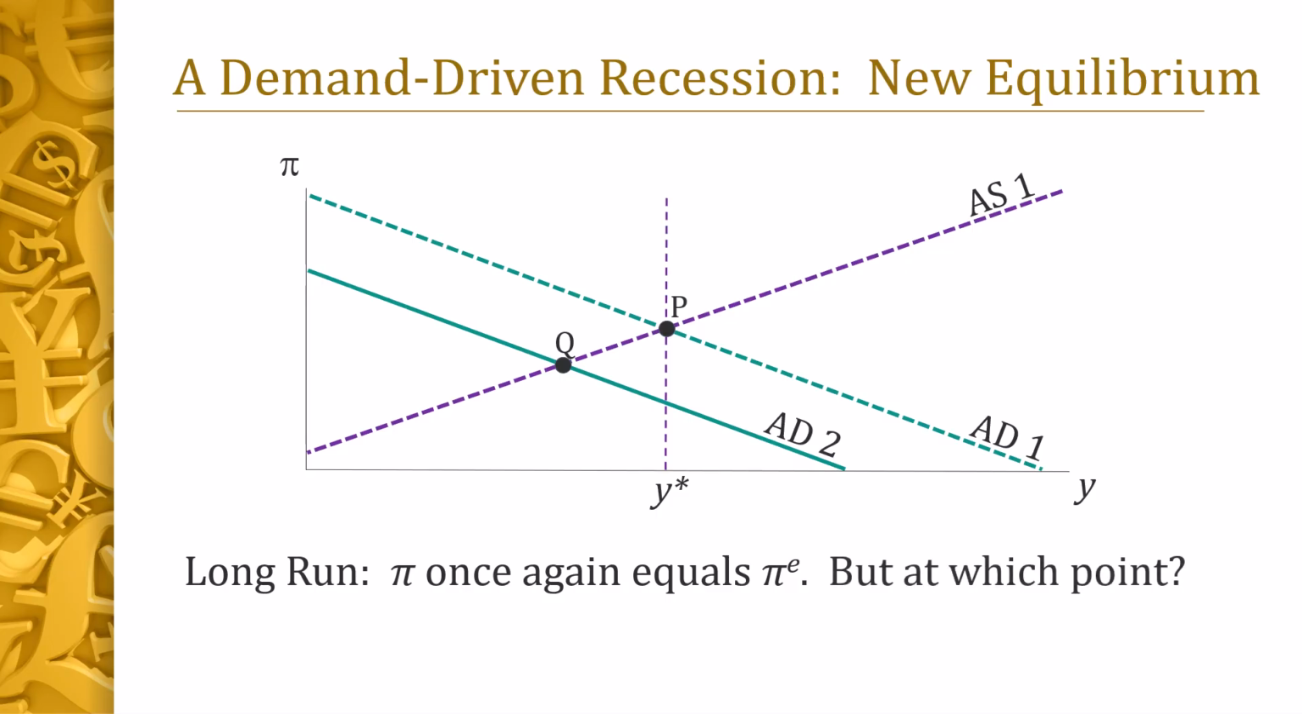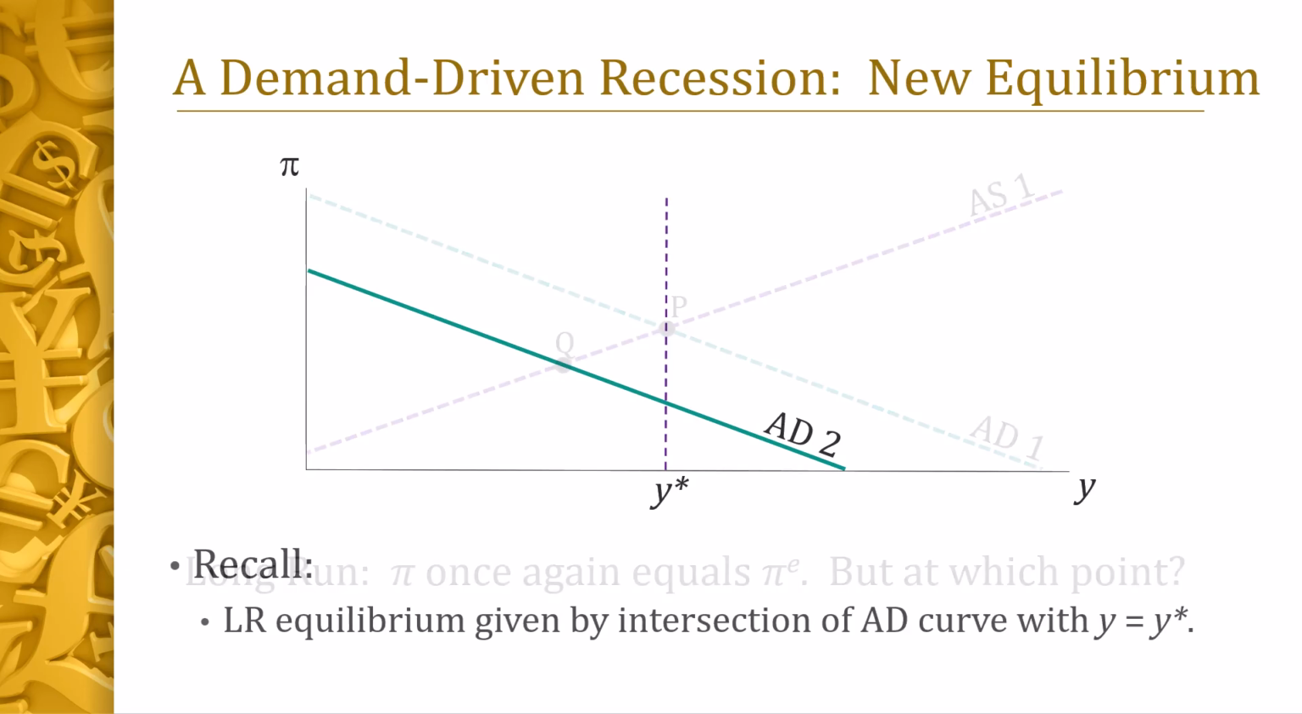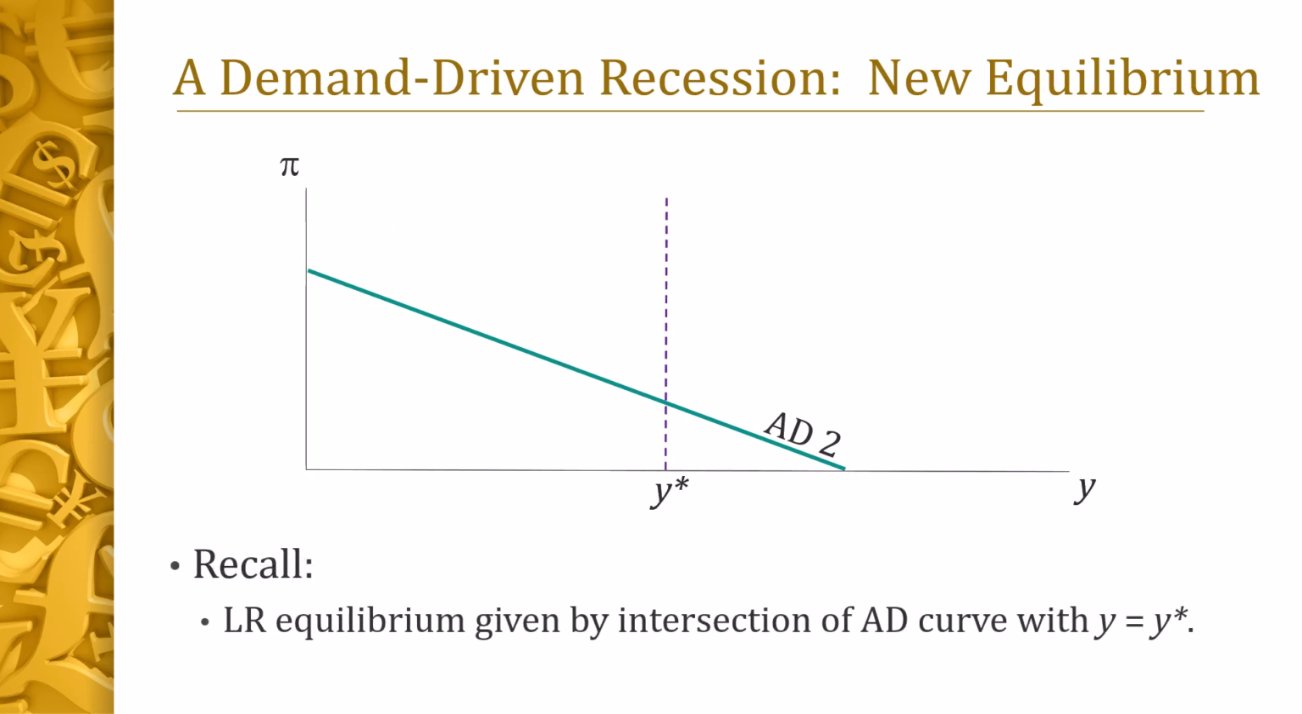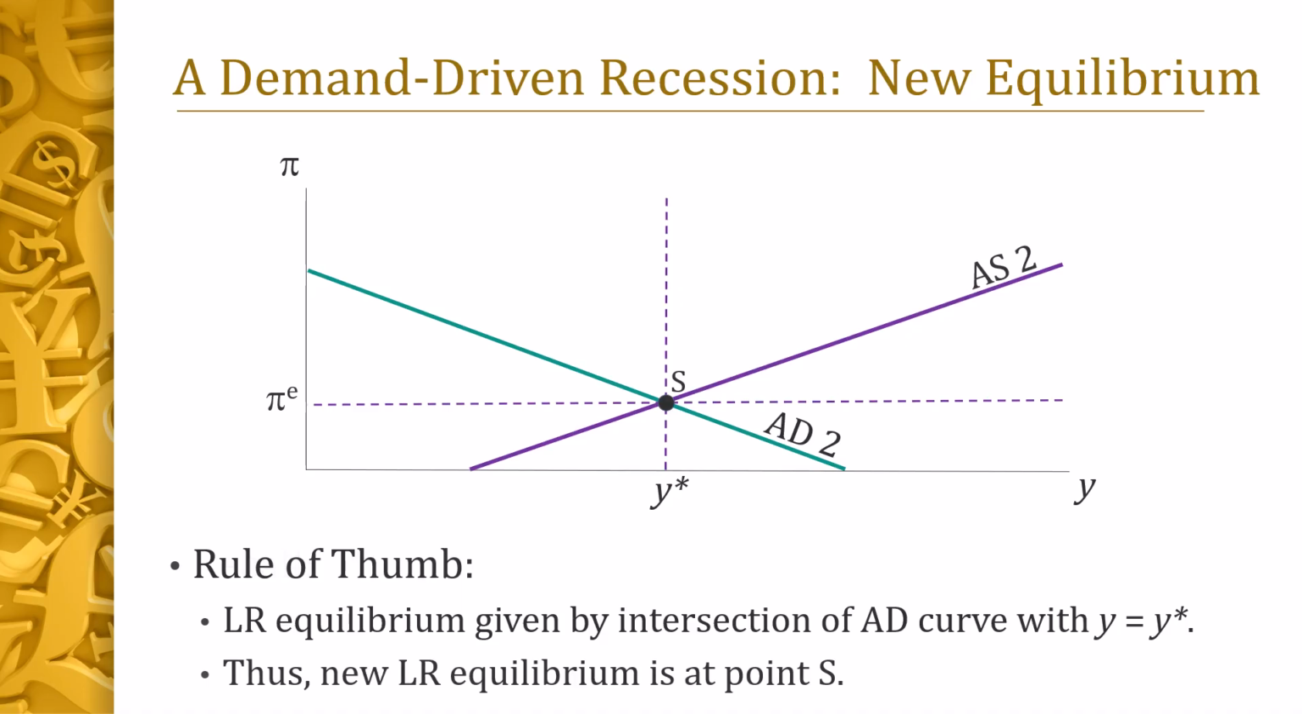But where is this long-run equilibrium located in the diagram? Well, as shown earlier, the long-run equilibrium is given by the intersection of the AD curve with the potential output line. Thus, the new long-run equilibrium must be at point S, where the new lower AD curve intersects the potential output line.